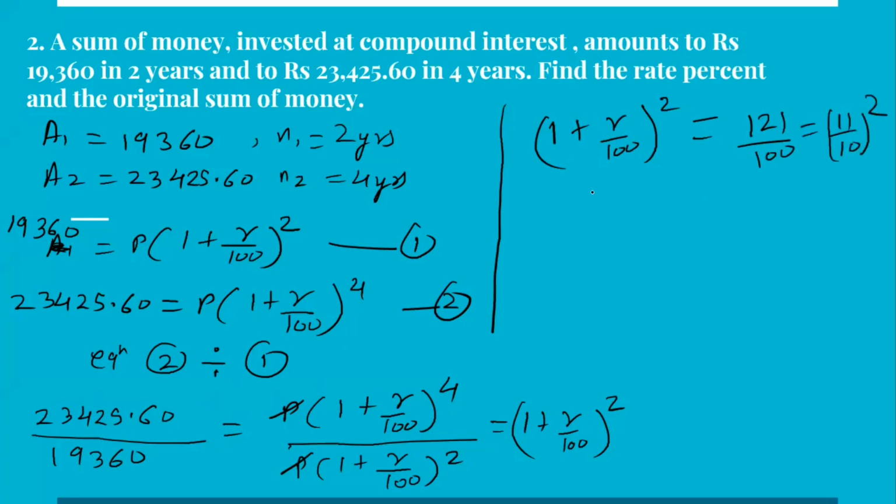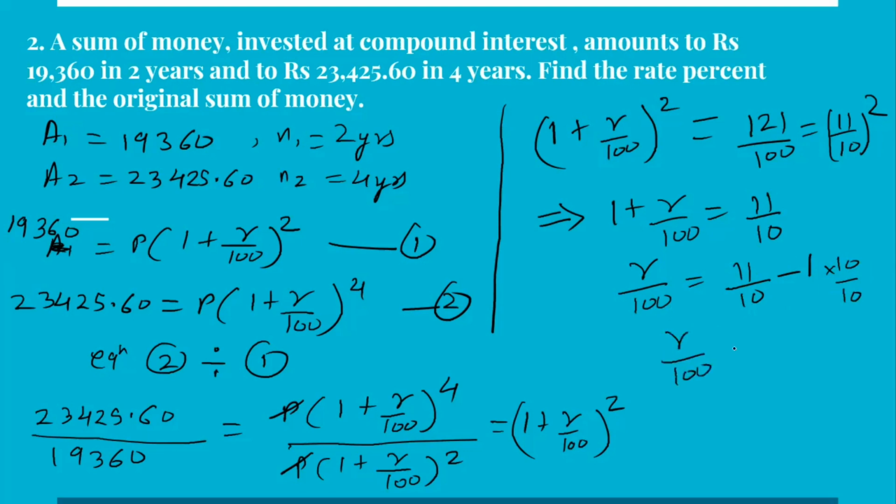Now compare this: both the powers are equal, so the bases are equal. So this is how you get 1 + R/100 is equal to 11/10. So R/100 is equal to 11/10, this 1 goes here, becomes minus 1. Let me multiply this by 10 and this by 10. So 11 minus 10, you get 1. So R/100 is equal to 1/10. So R is equal to 100 upon 10, which is 10%. So this is how you got the rate as 10% per annum.